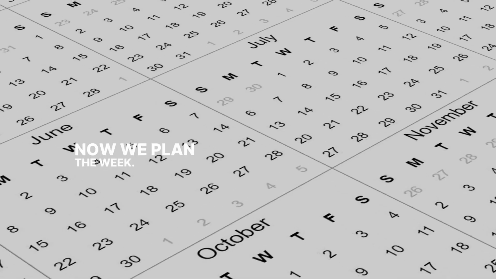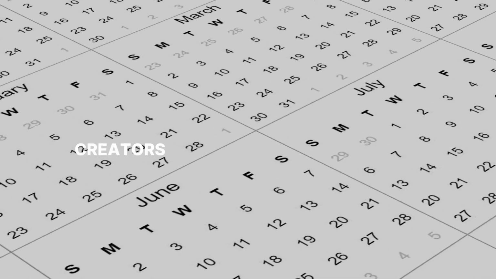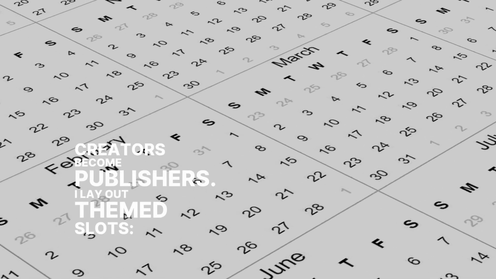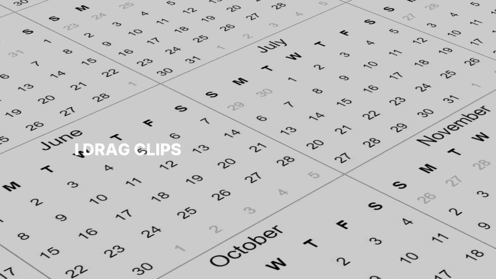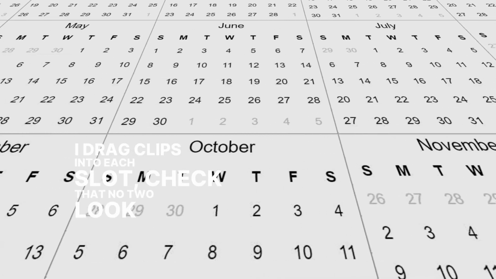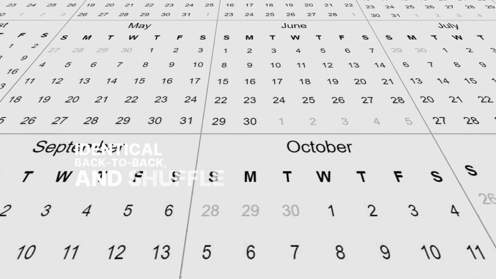Now we plan the week. Vizard's content calendar is where creators become publishers. I lay out themed slots: Monday Myth Bust, Tuesday Tactical How-To, Wednesday Mini Story, Thursday Objection Buster, Friday Social Proof. I drag clips into each slot, check that no two look visually identical back to back, and shuffle in seconds. Titles and post copy live right there too.